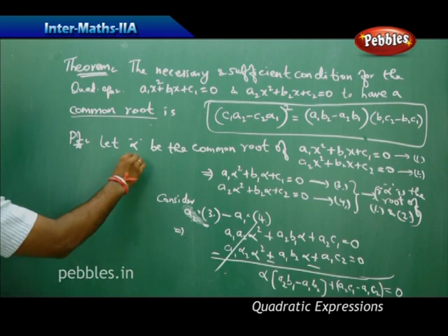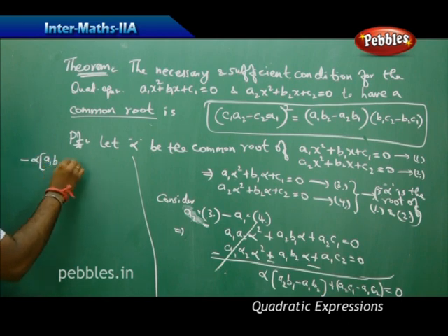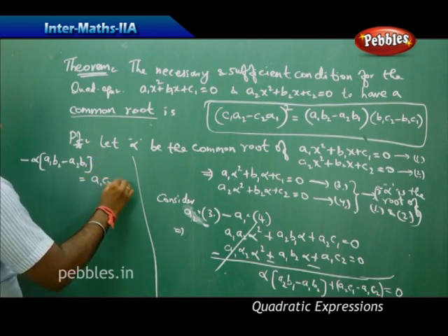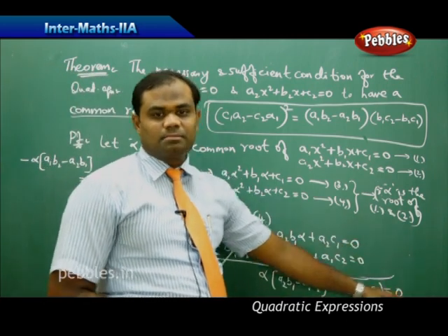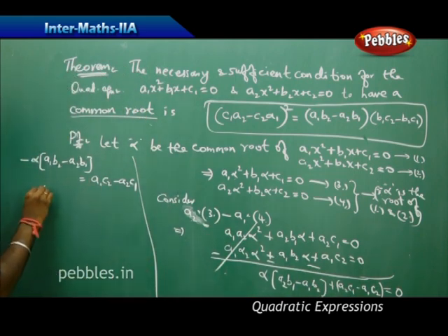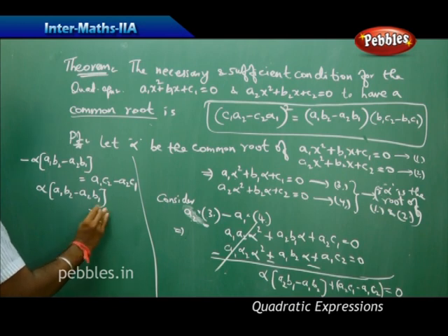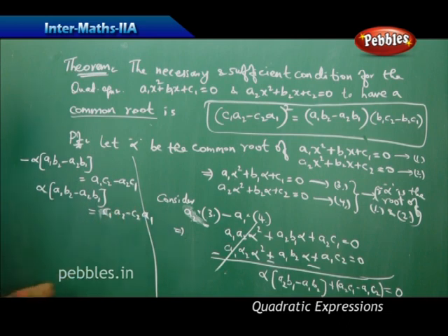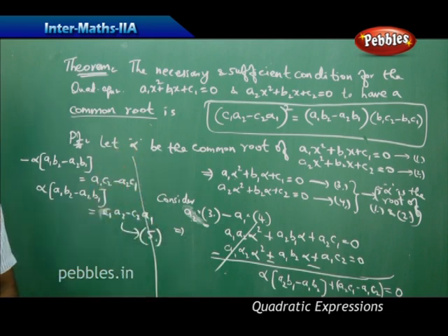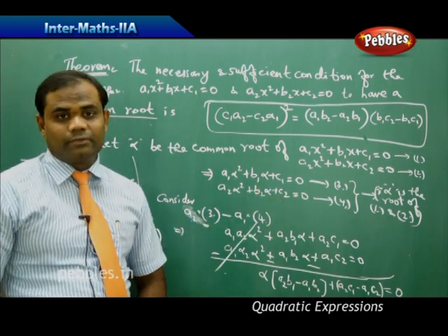So therefore, if I continue from there, I get minus alpha times of a1 b2 minus a2 b1 equals a1 c2 minus a2 c1, because when I bring it here it comes as minus, which can be adjusted for these two terms interchanging. Therefore, when I bring this out here, I get alpha times of a1 b2 minus a2 b1 equals c1 a2 minus c2 a1 is what I get for the given expression. So I take this as equation 5.